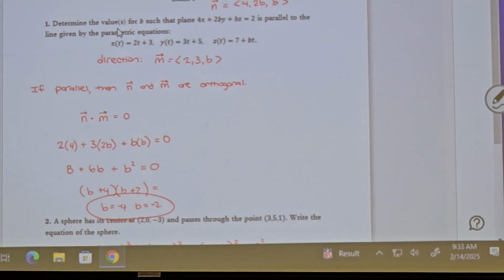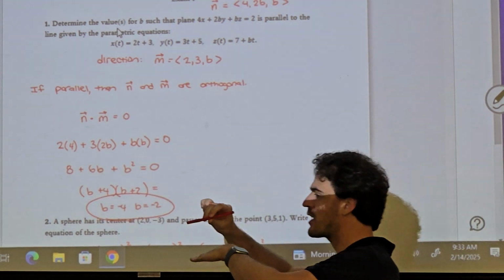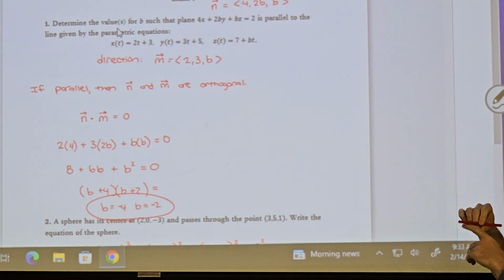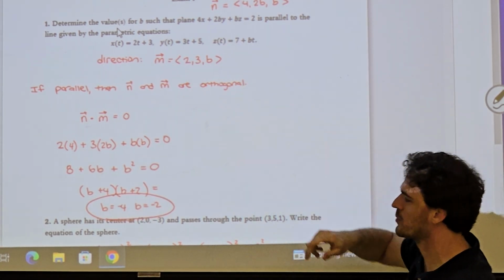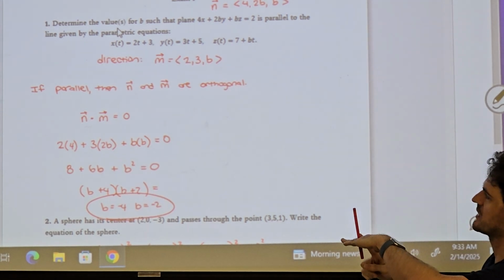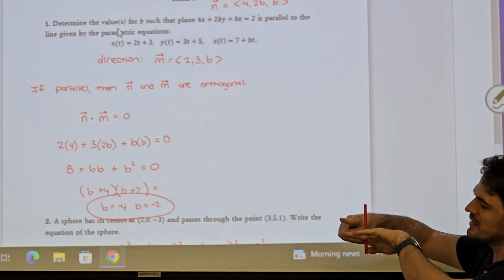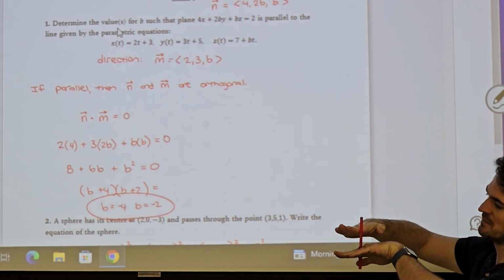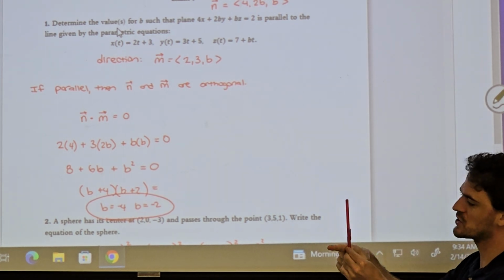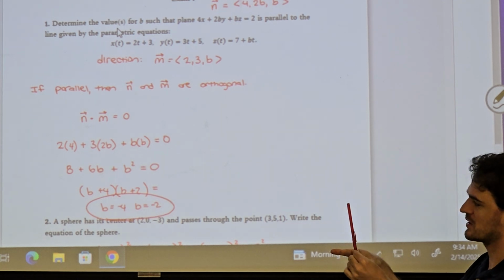Okay, so determine the values for B such that that plane is parallel to a line. So if I have a plane, if I have a piece of paper, and I want a line that's parallel to it, the first thing that I saw was everyone trying to find a vector that was parallel to the normal vector. But don't forget, that's the normal vector. That is a perpendicular vector. So if you want your line to be parallel to the plane, what needs to be true about your normal vector and the direction vector? They need to be perpendicular.